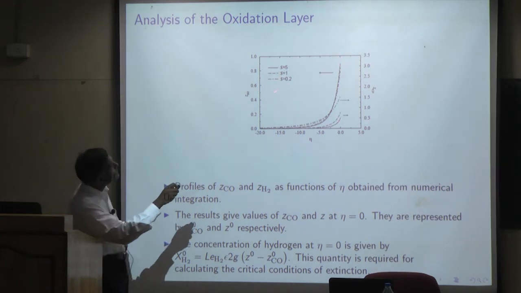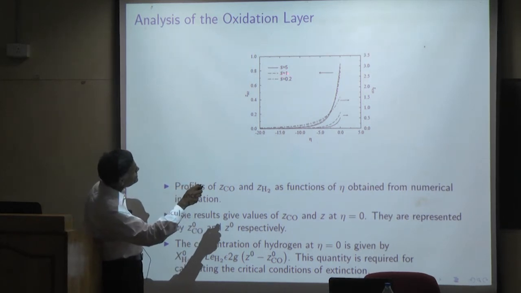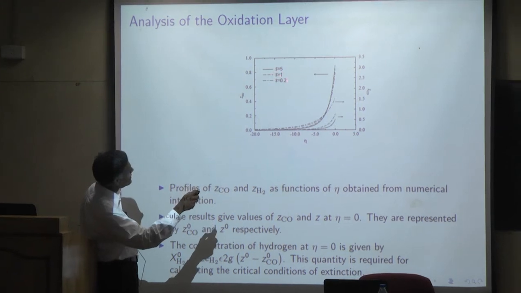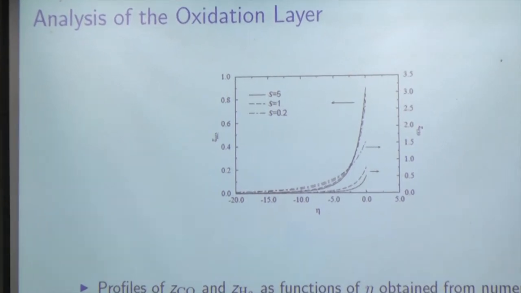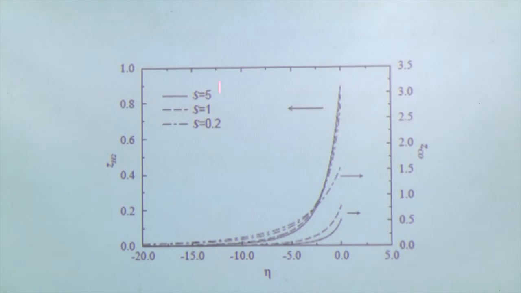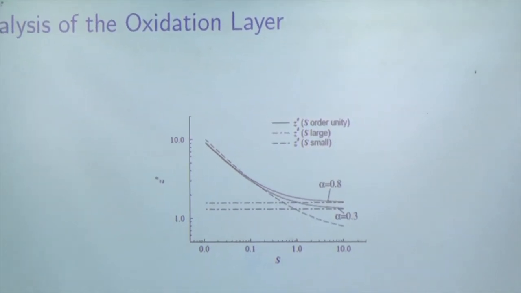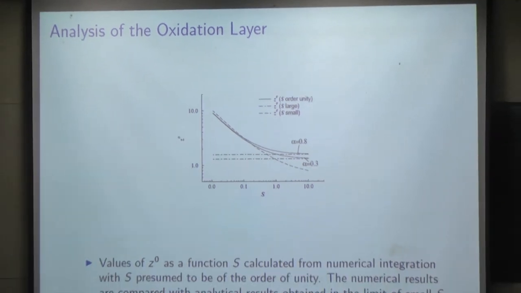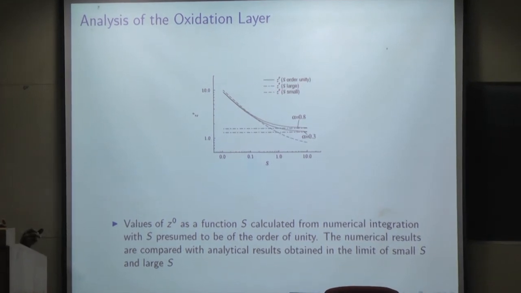Another thing I show here is that S is of order 1. That means that both the Damkohler numbers are of the same order. S5 is the large Damkohler number, and this is the small, for small values. So it just tells you how the profiles will look depending on what the value of S is. This is what is required. Let me just skip that one.